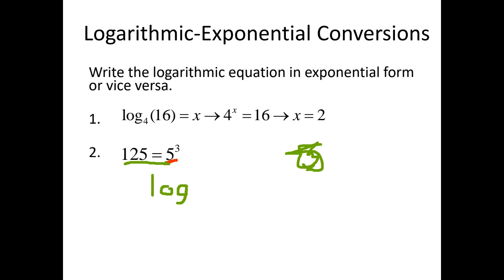So I put that down for my log. And then I'm going to have some number, and this is going to be equal to something. The log is always equal to the exponent. So my exponent is 3, so that's what my log would be equal to. And then your other number is what goes in the parentheses.